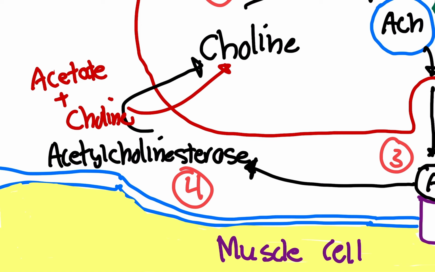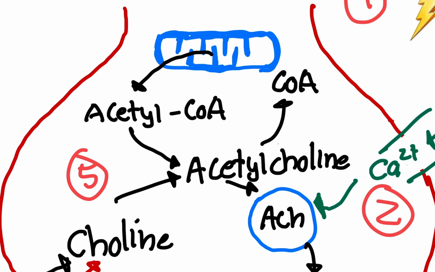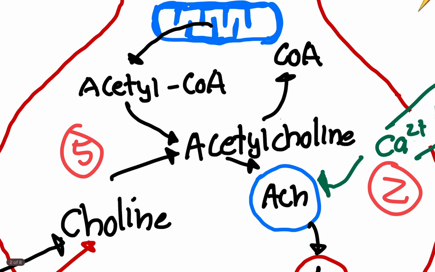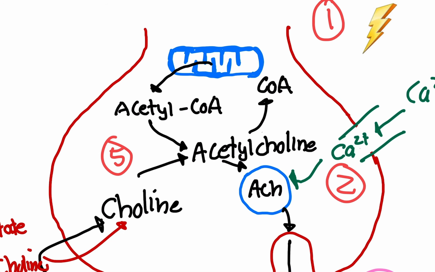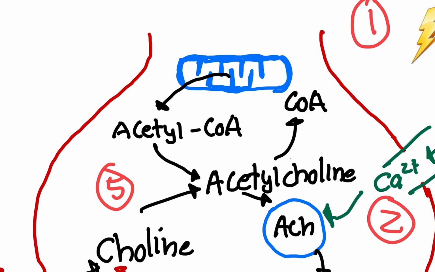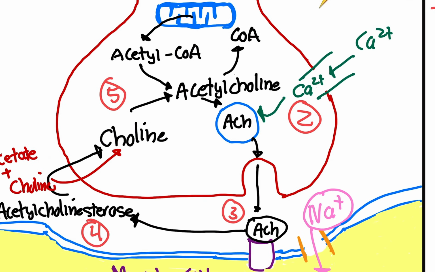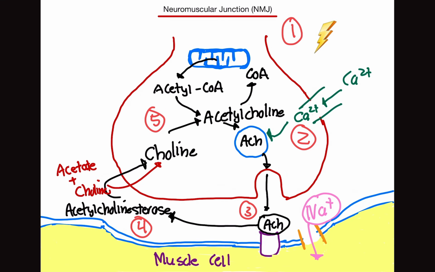This choline goes here. Mitochondrion makes acetyl-CoA, or acetyl coenzyme A. This combines with choline. We get acetylcholine, and the CoA that's from here gets sent back to the mitochondrion because you don't need it. And it goes back into the vesicle, and we start again. This is the neuromuscular junction.